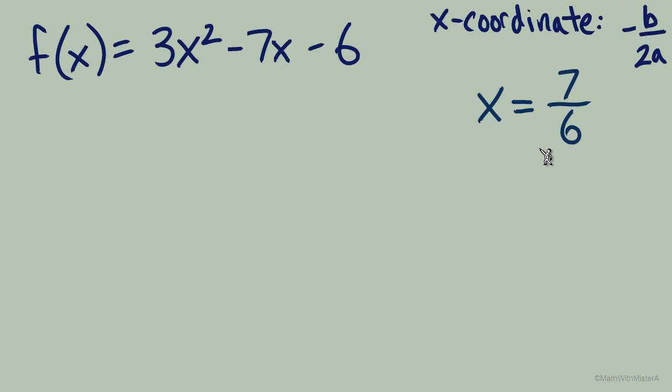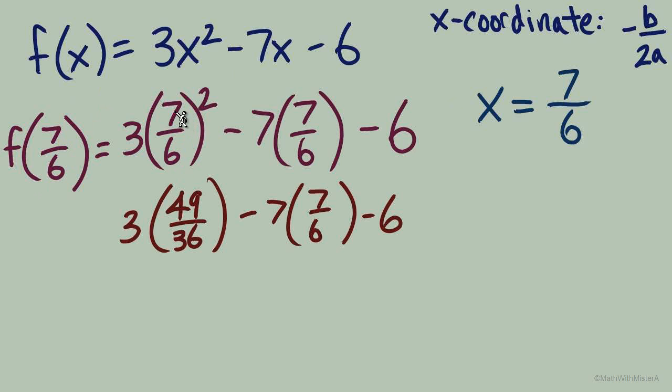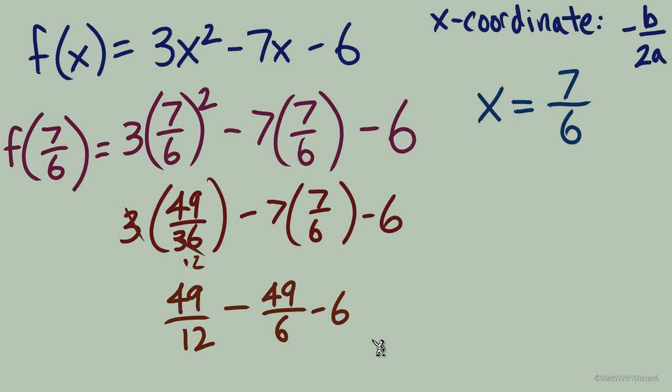How would we find the y-coordinate of that vertex? Well, what we have to do is take this x-coordinate and evaluate the function at that point. So we're going back to our function and putting a 7/6 in place of each x. And let's simplify. Let's take care of this exponent first, just squaring numerator and denominator. Multiplying these coefficients, we'll get a little bit of simplifying of the denominator here. It leaves us with this expression.